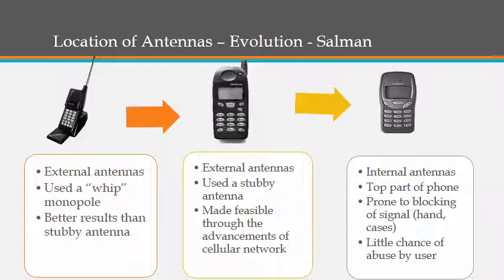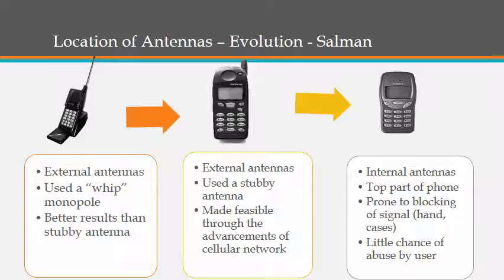Although this was not as efficient as the whip monopole, it was still made feasible through the advancements of the cellular network. Because of the higher number of cellular towers at that time, we could use the stubby antennas and yield good results. A year later, the Nokia 3210 came out, which was a huge success. It sold over 160 million sets during its lifetime, and it used internal antennas. So this revolutionized where the antenna goes.